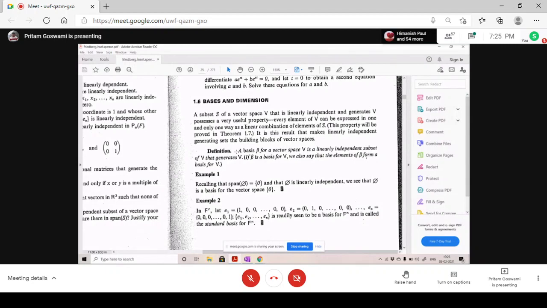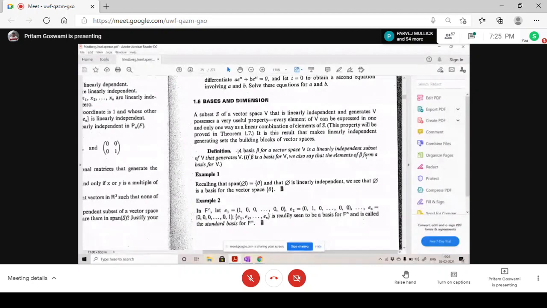Now the formal definition of dimension will come, but before that I am telling you about the basis, because for dimension you need the basis. So what is the definition of basis? Suppose you have a vector space V and a subset B of V which is linearly independent. First, it has to be linearly independent, and it has to generate the whole vector space V. Right?